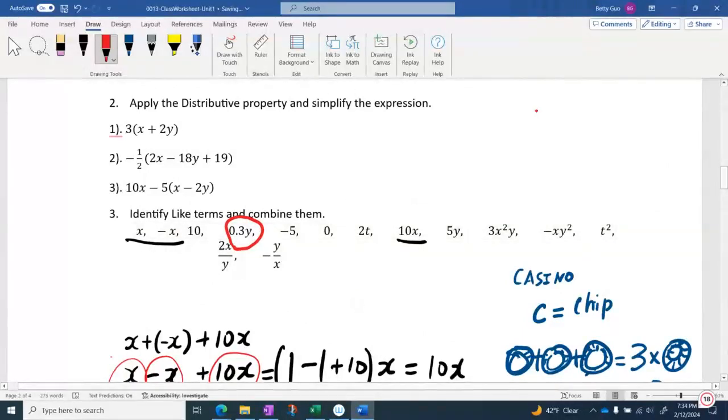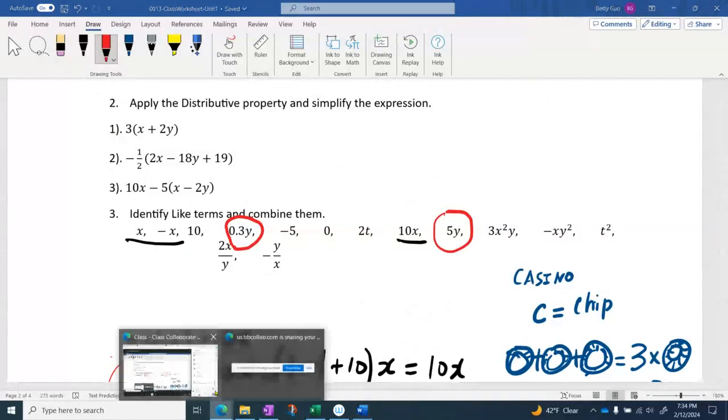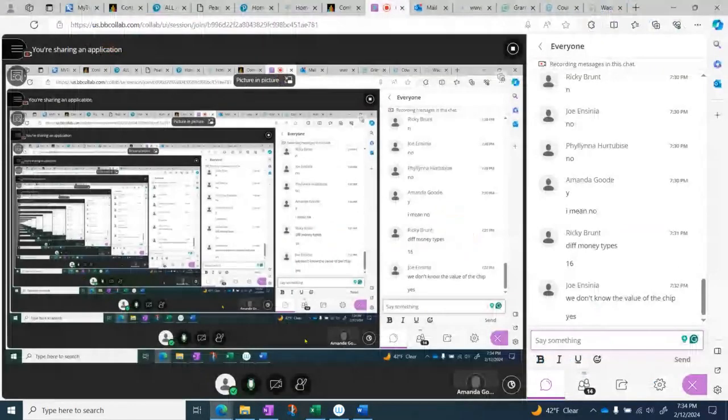Do we have any other? No, I only see 2, those 2. Yeah, we don't know the value of the chip. That's a good idea. So it's a variable, right? So the chip is a variable.